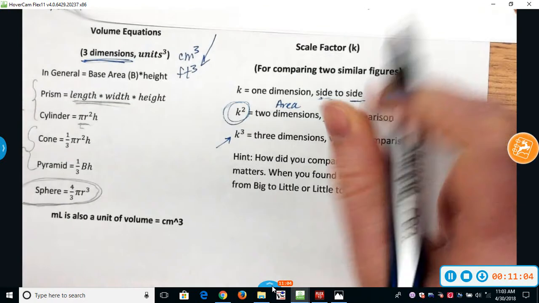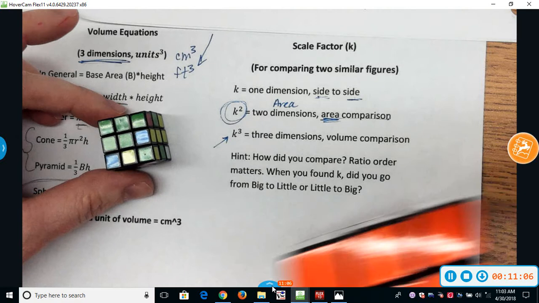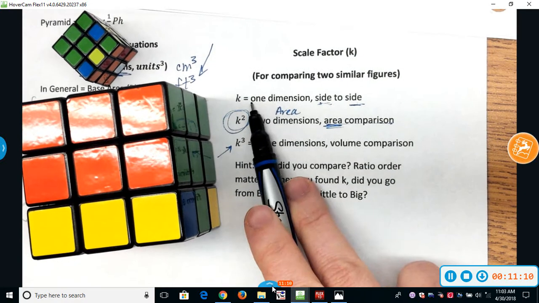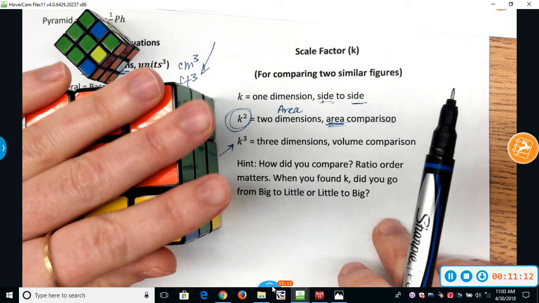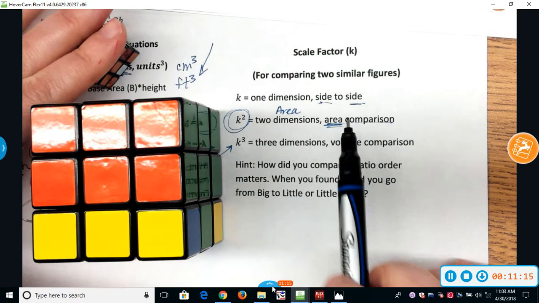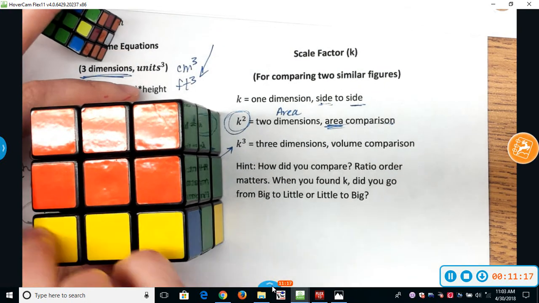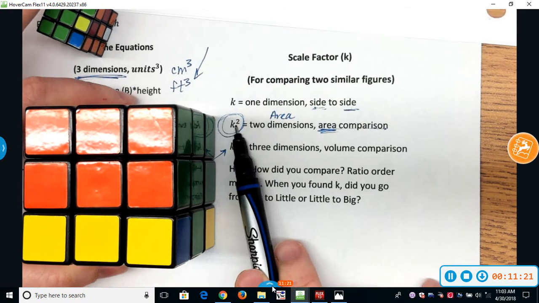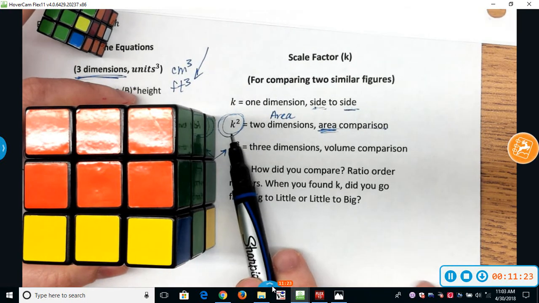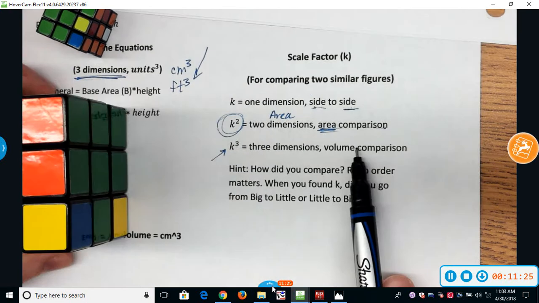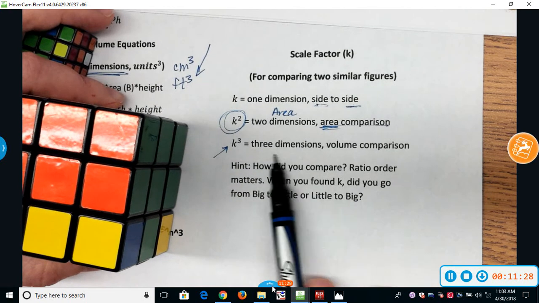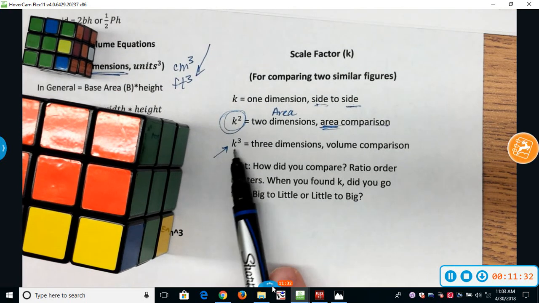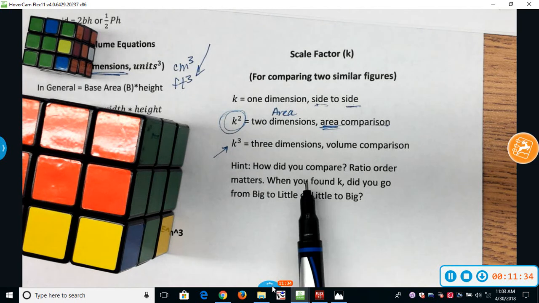So what you need to know for the FSA, when you're comparing one side to a different side among similar figures, you need K. Say I wanted to do this top to that top, so I'm looking at an area, right? A length times a width. I need to take K squared. And when I'm looking at volume, that's 3 dimensions, 3 sides multiplied together. So that's where K cubed comes into play.